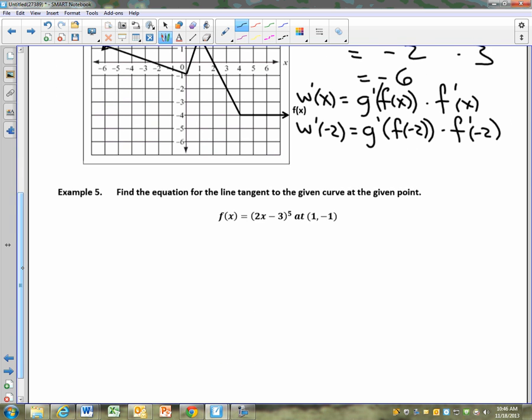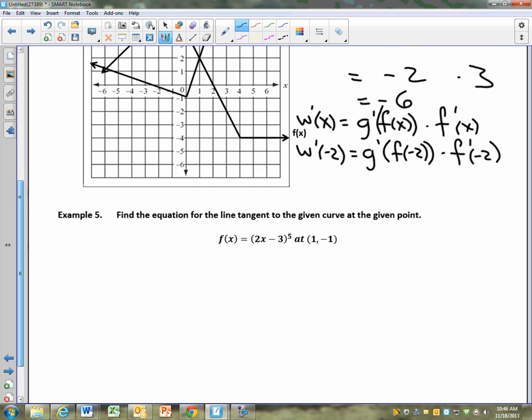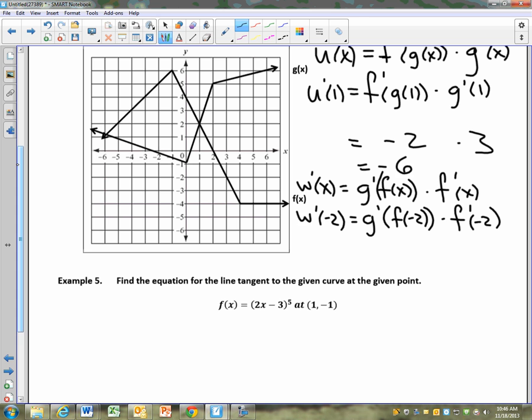Thank you. So first I'll identify what is f prime of negative 2. What is the slope of f at negative 2? If I go to negative 2, f has a slope of 1. Very good. Times g prime of f of negative 2. So before I do anything with g prime, first I have to do f of negative 2. I go to negative 2, and f is 5. G prime of 5 is 1/4.